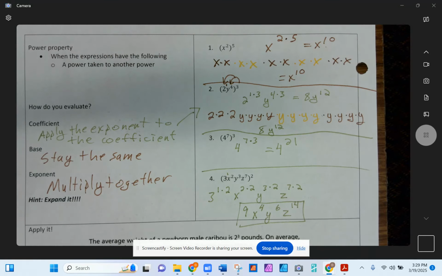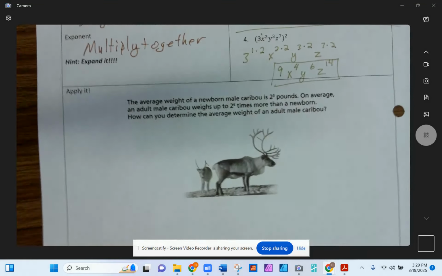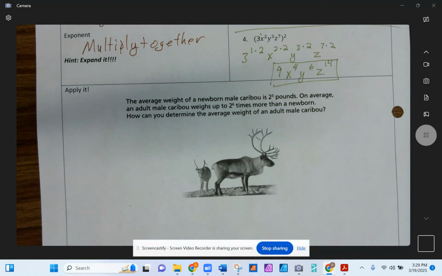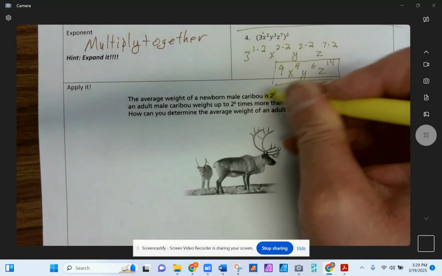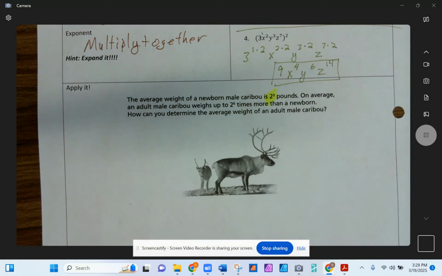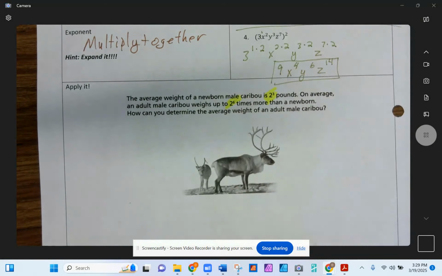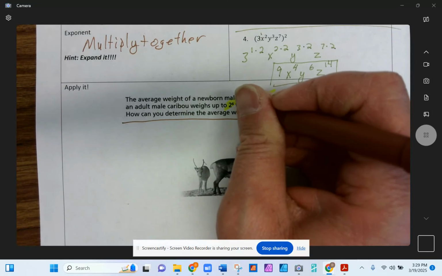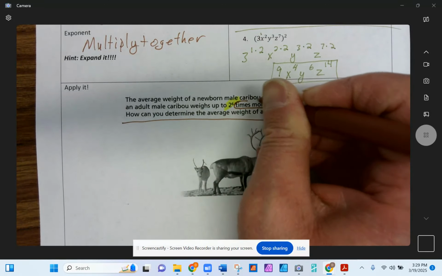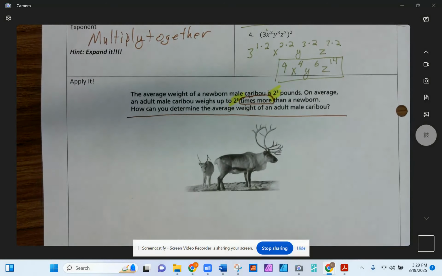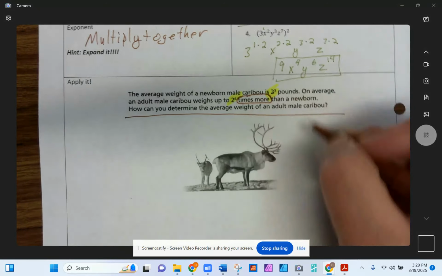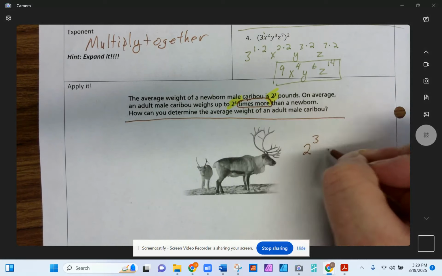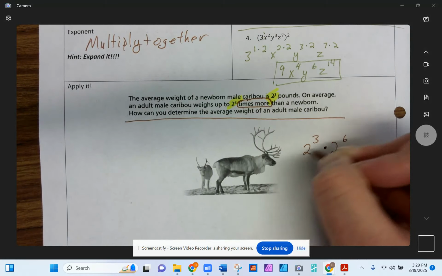All right, let's move on to a quick word problem, and then we'll be good to go. The average weight of a newborn male caribou is 2 cubed pounds, 2 to the power of 3. On average, an adult male caribou weighs up to 2 to the power of 6 times more than a newborn. How can you determine the average weight of an adult male caribou? I like highlighting the numbers, underlining the question, and circling the important information in word problems like this. So we have 2 cubed right here. Times more means that we're going to be multiplying by that right there.